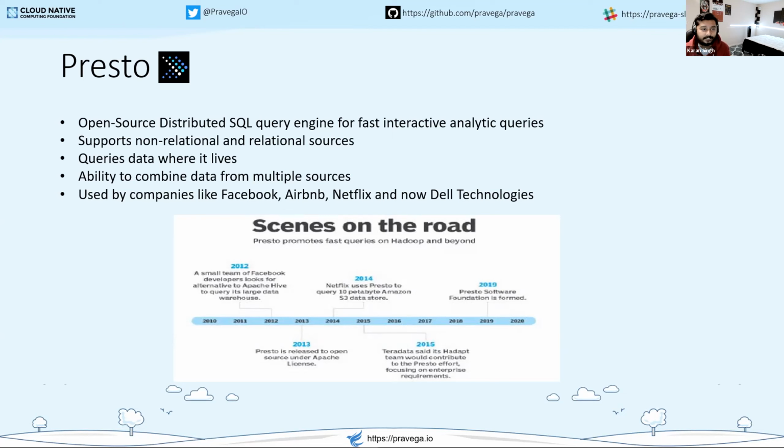So what exactly is Presto? Presto is an open source distributed SQL query engine which supports fast interactive analytical queries. It has support for both non-relational as well as relational sources.